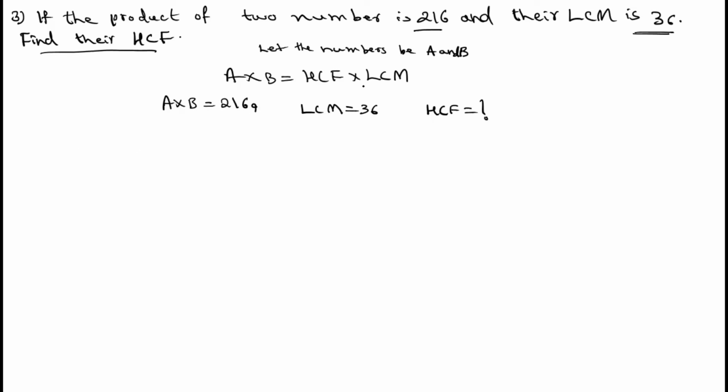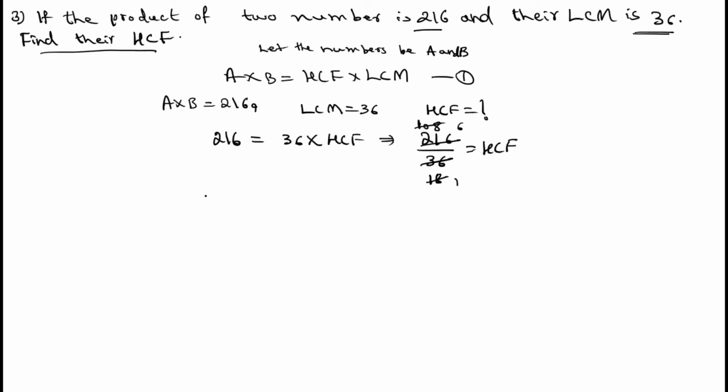Okay. Here see, substituting in the formula, A into B, 216, is equal to LCM, 36, into HCF. We know how to solve this one. Shift 36 to LHS, you will get 216 by 36 equal to HCF. Okay, now solve. 18 6s are 108. Therefore HCF is equal to 6. Very simple question. Just compute the values, but you need to remember the formula: A into B is equal to HCF into LCM.